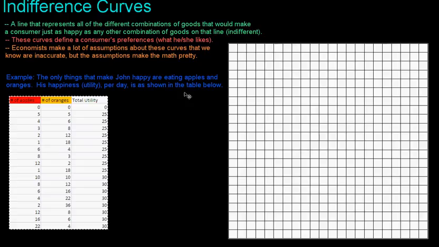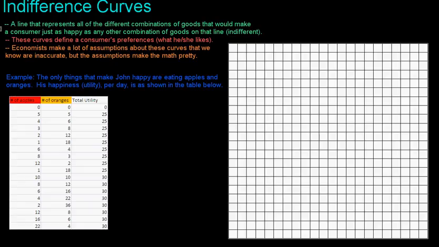So an indifference curve is just a line that represents all of the different combinations of goods that would make a consumer, and when it says consumer here, just read person really, a person just as happy as any other combination of goods on that line. So they will be indifferent between any combination of goods on that line.